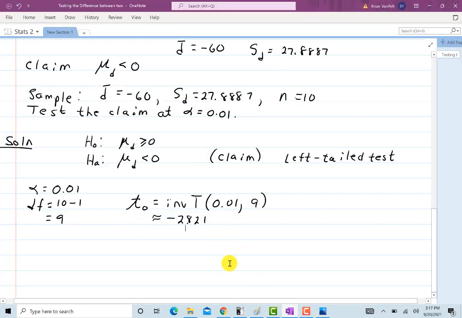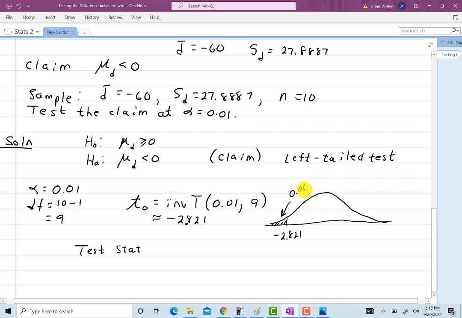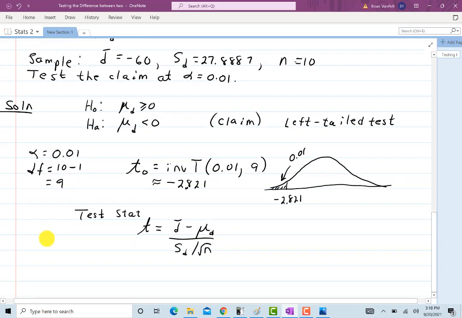So anyways, let's do our t-stat. I should probably draw a picture of this. This is way over there. And in here, that little region right there is 0.01. So the test stat, t, will equal d bar minus mu d all over s sub d divided by the square root of n. Let's put in all that information.